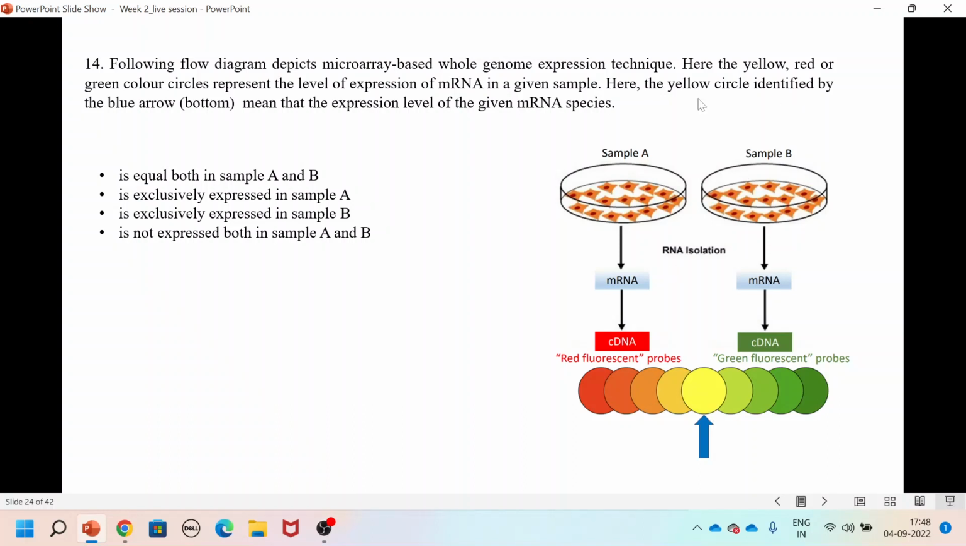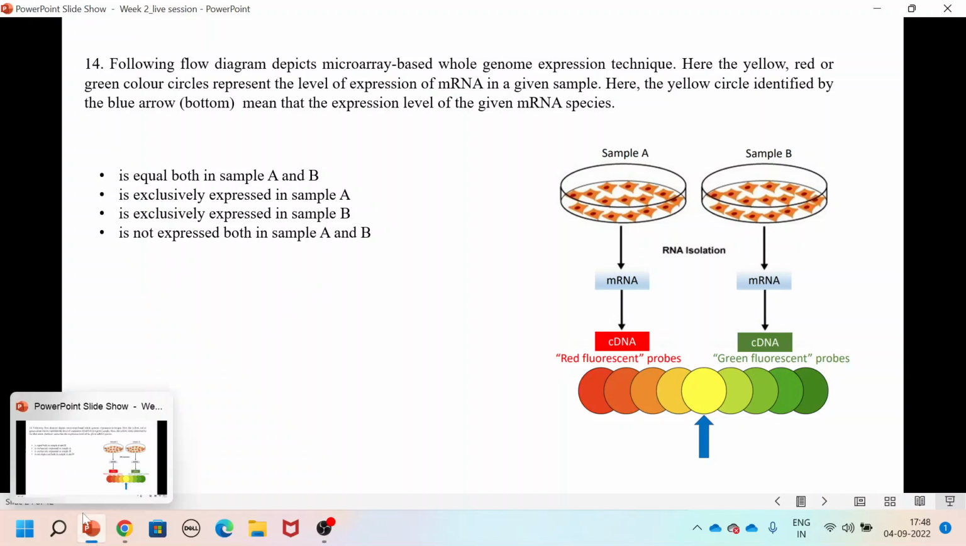So here the yellow circle identified, which is marked by the blue arrow, means that the expression level of the given mRNA species is what? Is it equal in both samples A and B? Is it exclusively expressed in sample A but not in B? Is it exclusively expressed in sample B? Or is it not expressed in both sample A and sample B? So anyone who would like to answer?